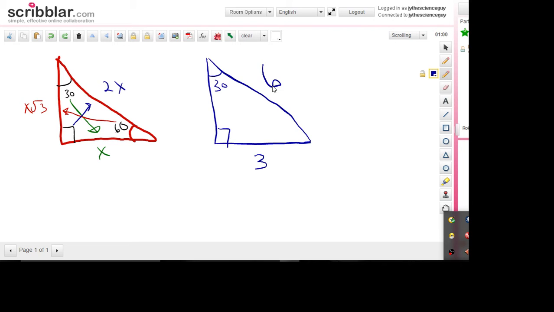Right? What is the 60 side telling me to do with the x? x root 3. So tell me what number to write there. I'm just substituting the 3 in for the x. That's all I'm doing. 3 root 3.